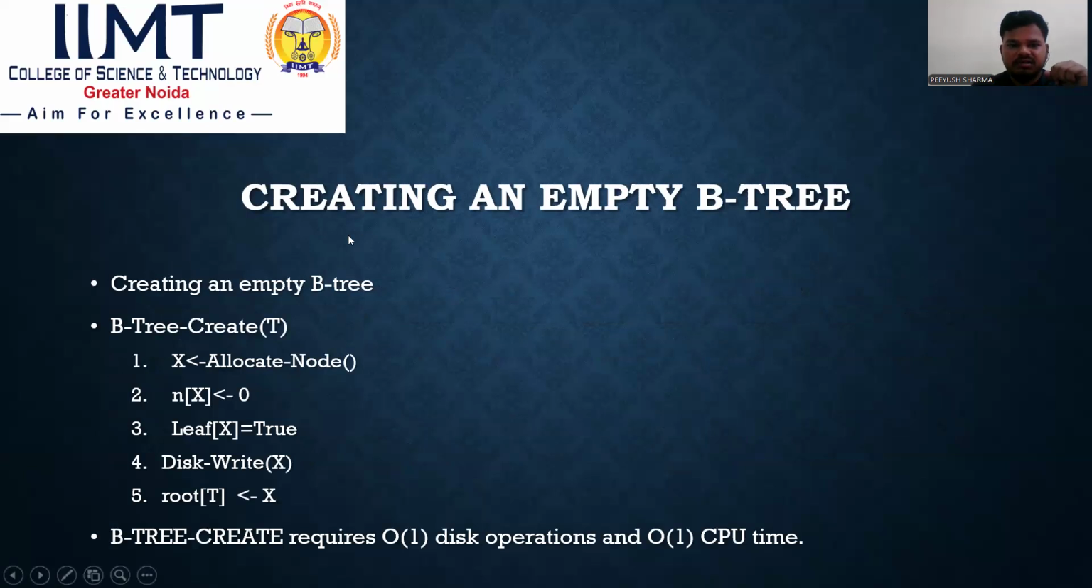Here is the algorithm for creating a B tree. B tree create: first, allocate node to x. After that, the number of keys in x is initially 0, leaf of x is true, disk write, and root of tree is x. First we create a node x, and after that we assign it as the root node, the node we just created. For that purpose, we take order of one disk operation and order of one CPU time.